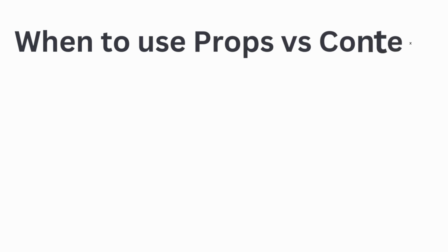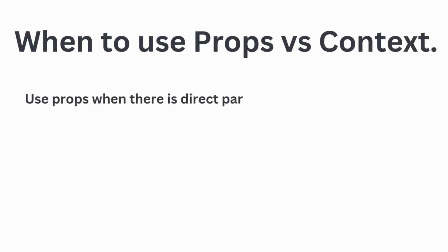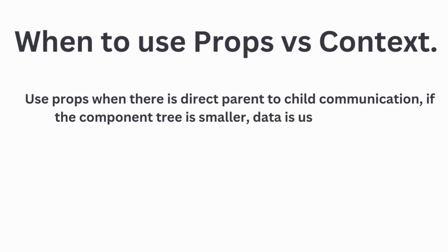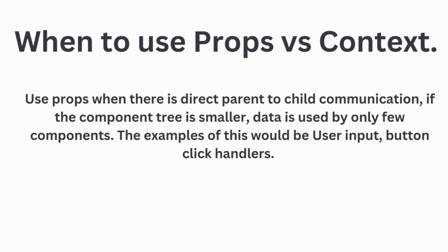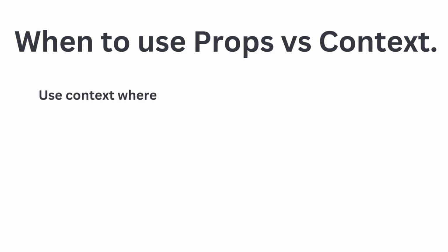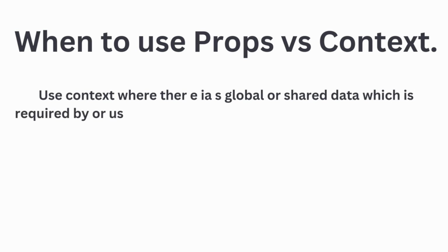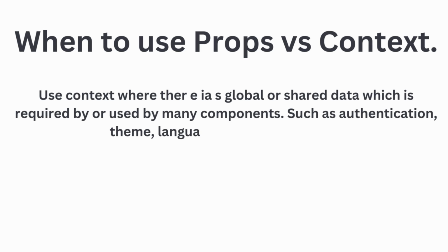So when to use props or context? Use props when there is direct parent-to-child communication, if the component tree is smaller and the data is used by only a few components. Examples of this would be user input and button click handlers. Use context when there is global or shared data that is required or used by many components. This could be authentication, theme, language, and global settings.